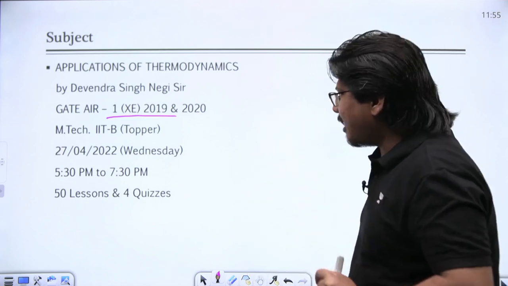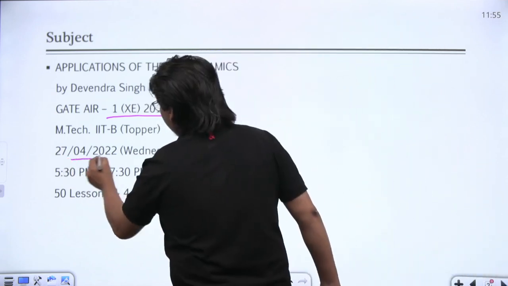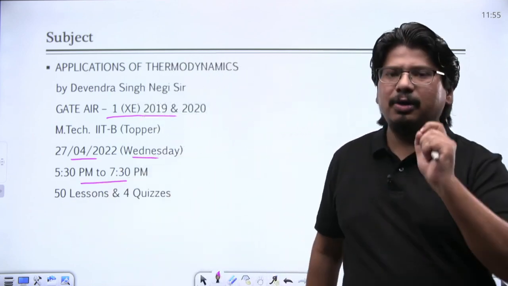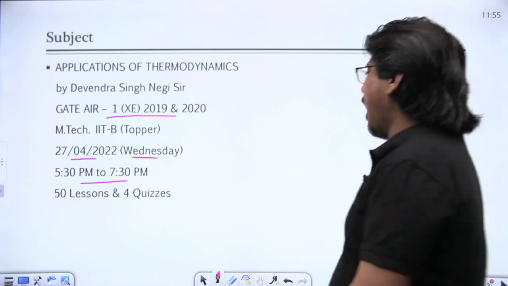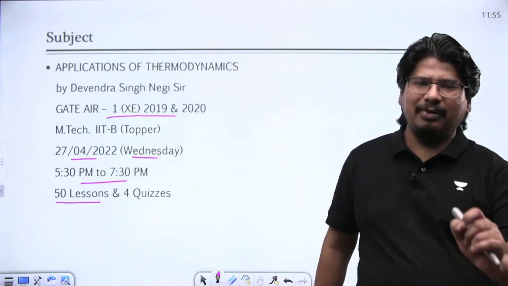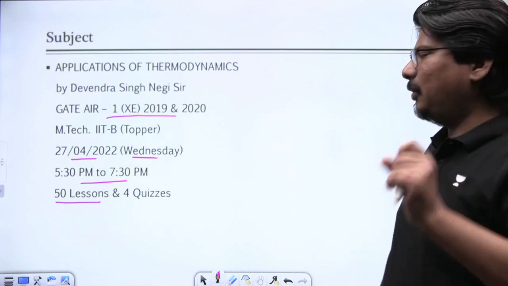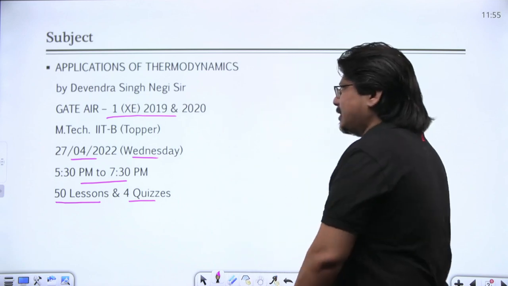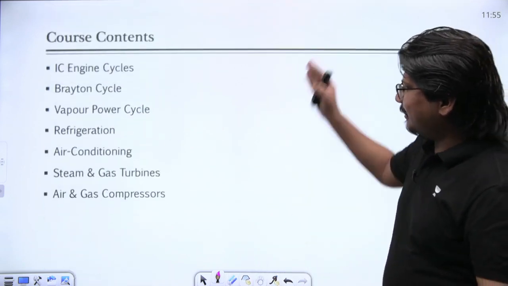From when is the course starting? 27th of April, Wednesday. The slot is 5:30 p.m. to 7:30 p.m. and this is basically a 100 hours course where I will be having 50 lessons of 2 hours each, and in between you will be having 4 quizzes. Okay, let us see the chapters.